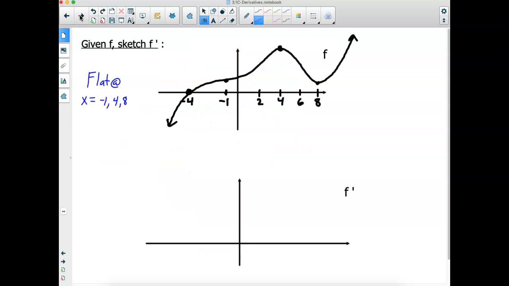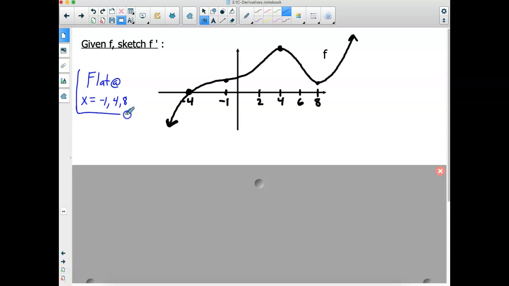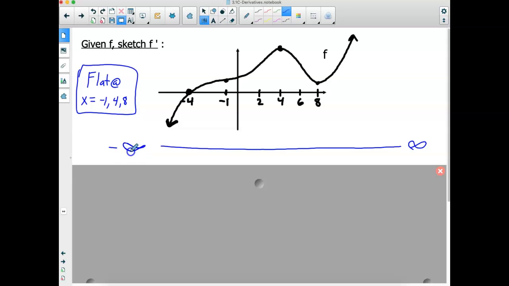Last one, I'm telling you where they're flat. What I'd like you to do is give this a shot, try it on your own, and I'm going to draw it and compare it. Okay, so these are all flats. So I'm going to draw this little rascal out. Remember, this is infinity down here, this is negative infinity here. I have a flat at -1, and a flat interprets to a 0. So flat means 0, okay?